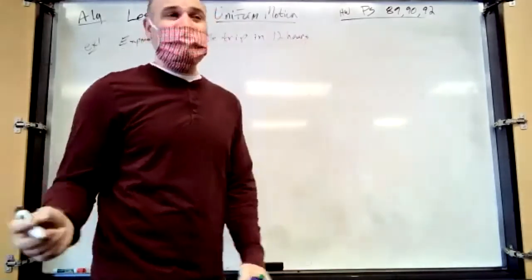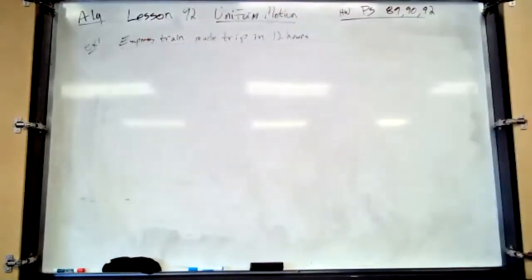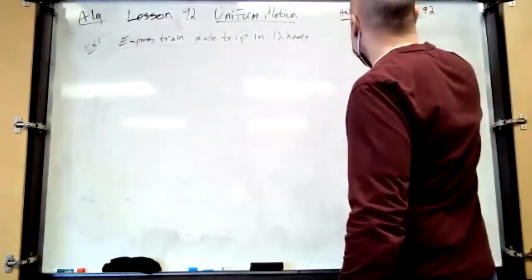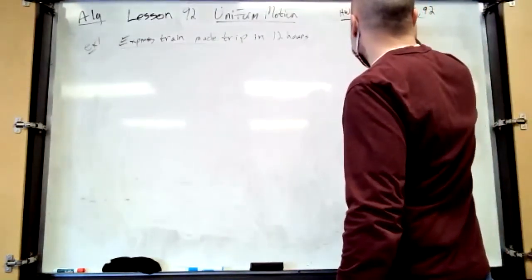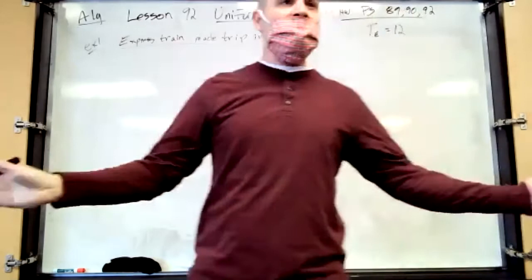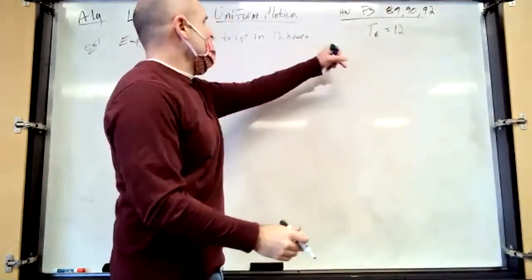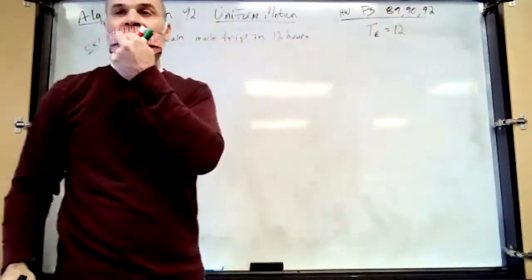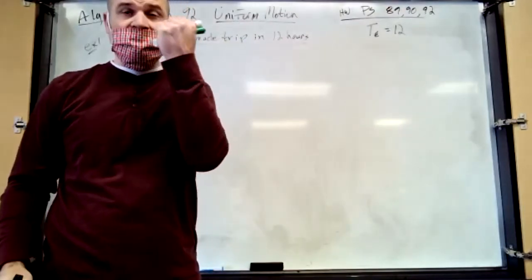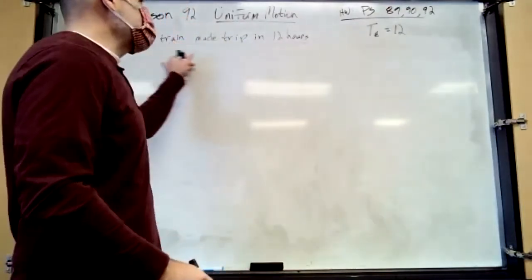So right there, what you can do before you even go any farther, that's a time. So remember, we're talking about distance, rate, and time. So is 12 a distance, rate, or time? It's a time. So we're going to say T subscript E equals 12. See how easy that is? So time of the express train is 12. So far, so good?